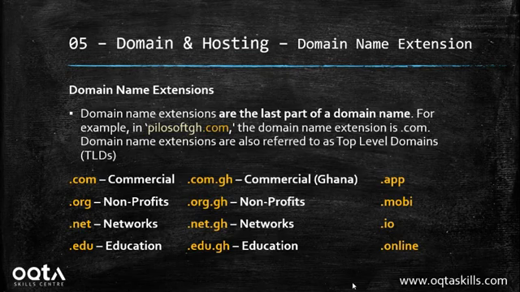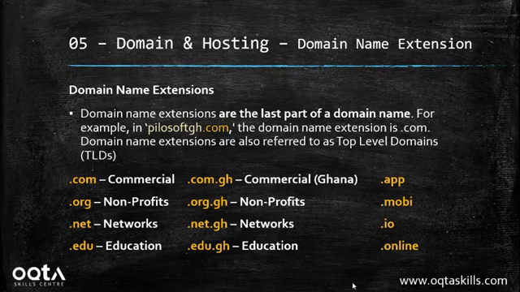We also have the .org, which is specifically meant for non-profits, or NGOs. Then we also have the .net, which is meant for networks, maybe a network of companies. And then we have the .edu, which is for educational websites. You get it. Then we also have the .com.gh, .org.gh, and the others. They serve the same purpose, but they are for institutions that are based in Ghana, and all other countries also have their extension.